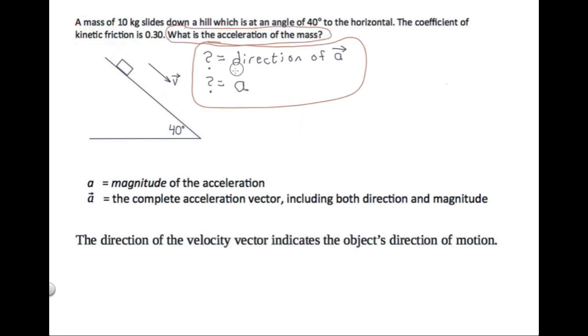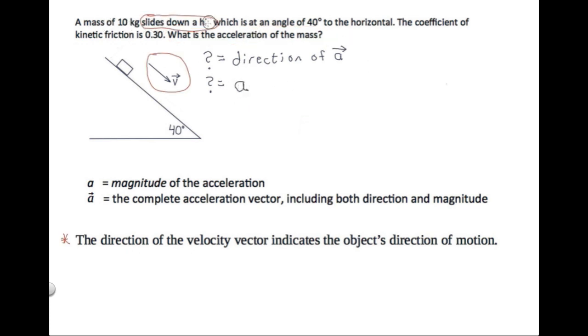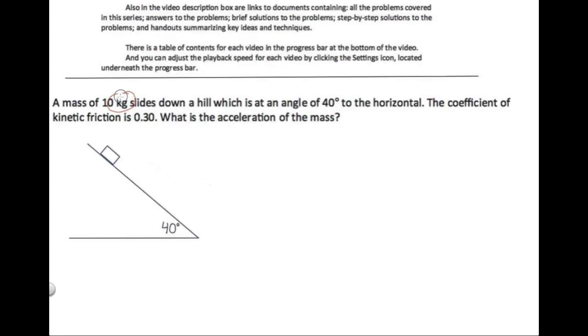The problem asks us for the acceleration of the mass. Now, acceleration is a vector, so I'm going to choose to interpret this question as asking us for the direction of the acceleration vector and the magnitude of the acceleration vector. The problem says that the mass slides down a hill, which indicates that the object is moving parallel to and down the hill. So I'll draw the velocity vector pointing parallel to and down the hill to indicate the object's direction of motion. Kilograms are SI units, so we've checked that the given units are SI units.